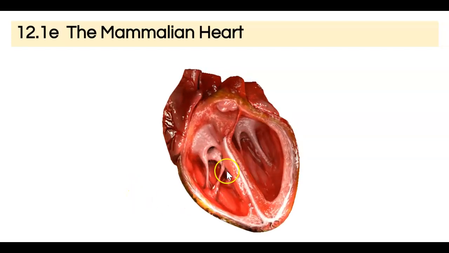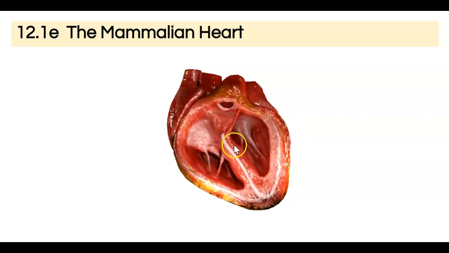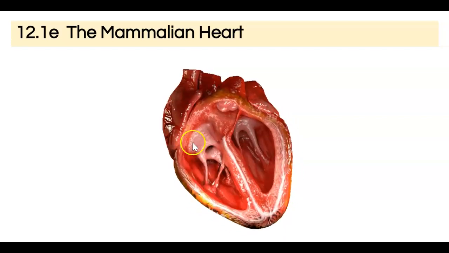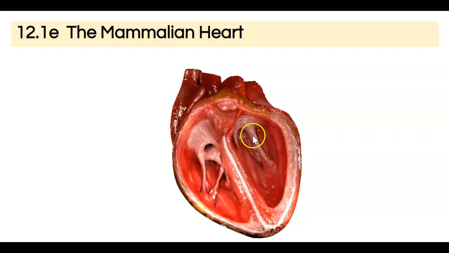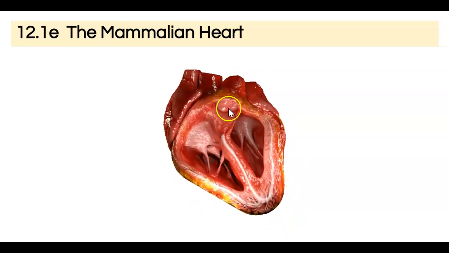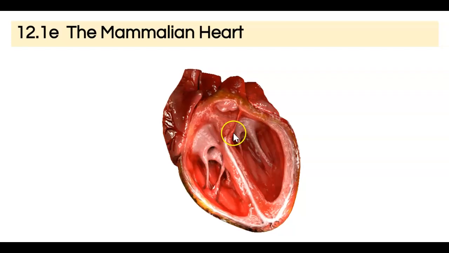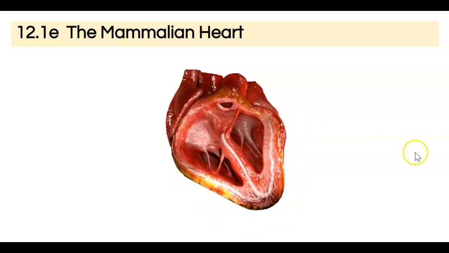and beating. Now, a few things I want to mention to you. We're going to talk more about the valves later, but here you can see our tricuspid valve, our mitral valve, our pulmonary semilunar valve. Our aortic semilunar is kind of hidden under there, so we can't really see it.